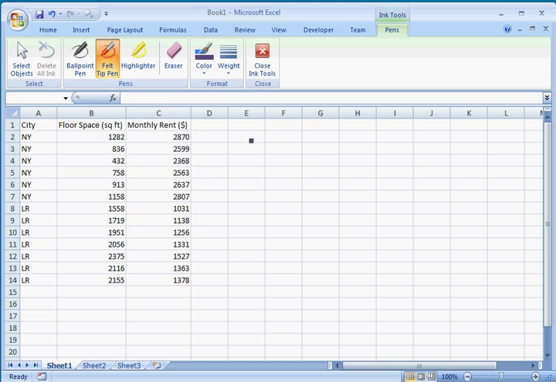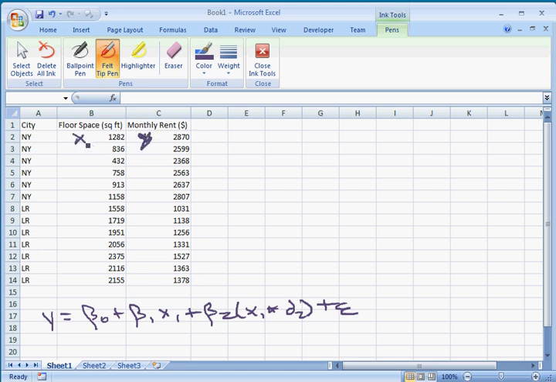It is y. Let's not write it there. Let's write it down here. Y equals beta 0 plus beta 1 x1 plus beta 2 times x1 times d2 plus epsilon. So that's the model we want to estimate. What we need to know is that our rent is our y, and our floor space is our x1.